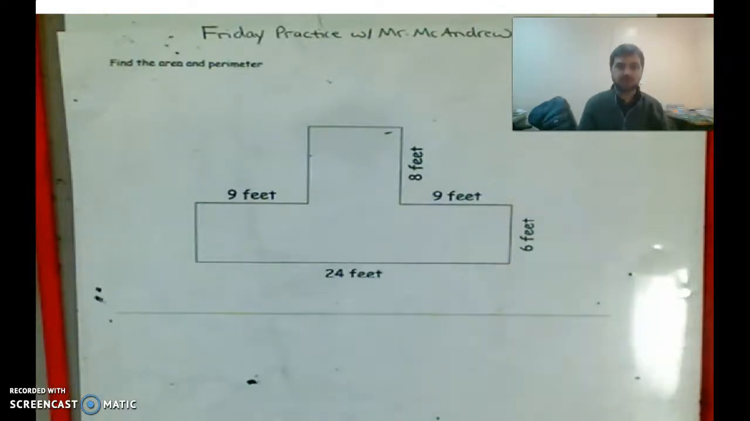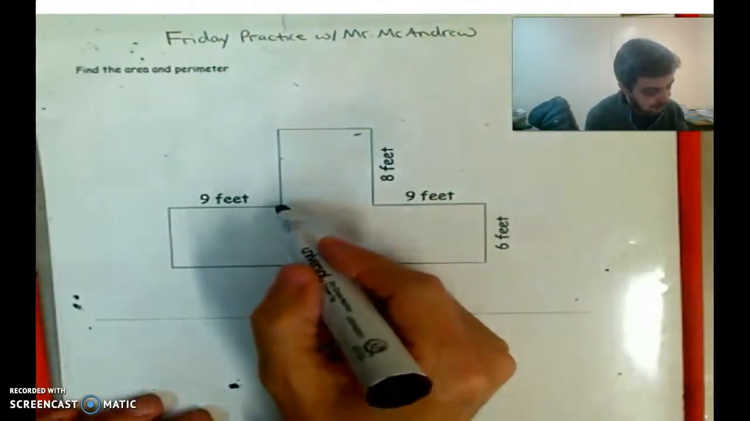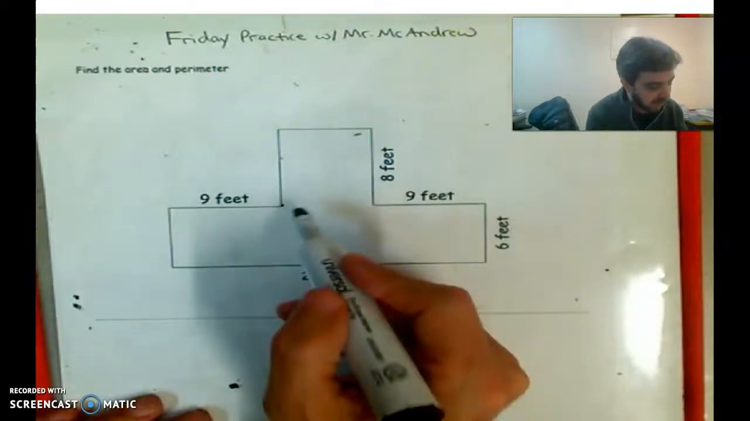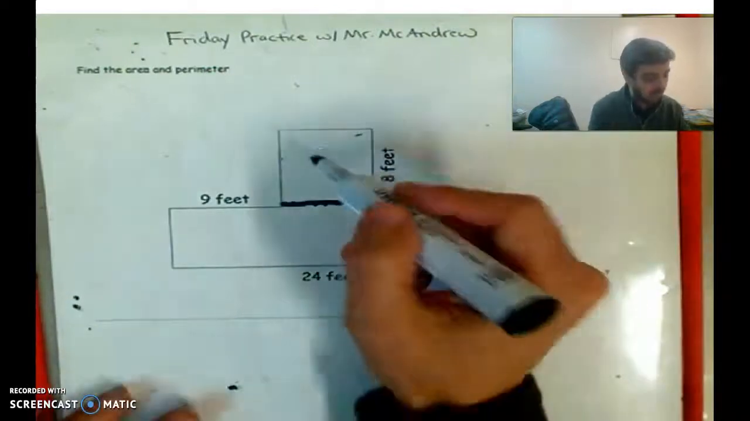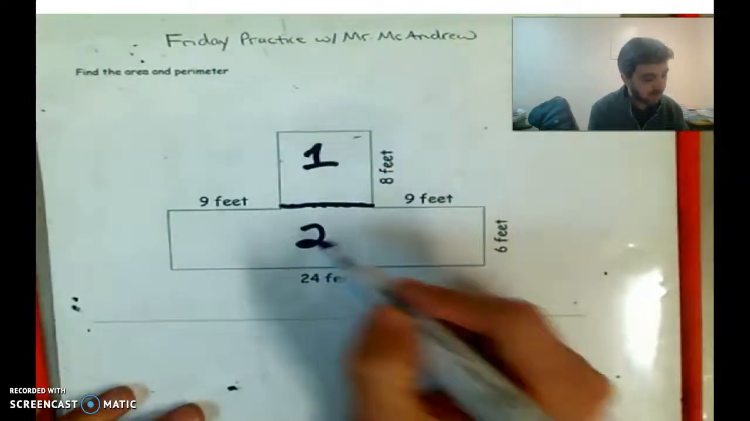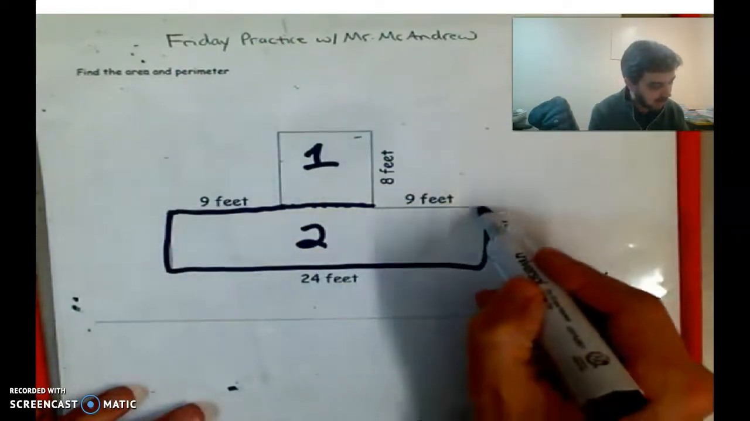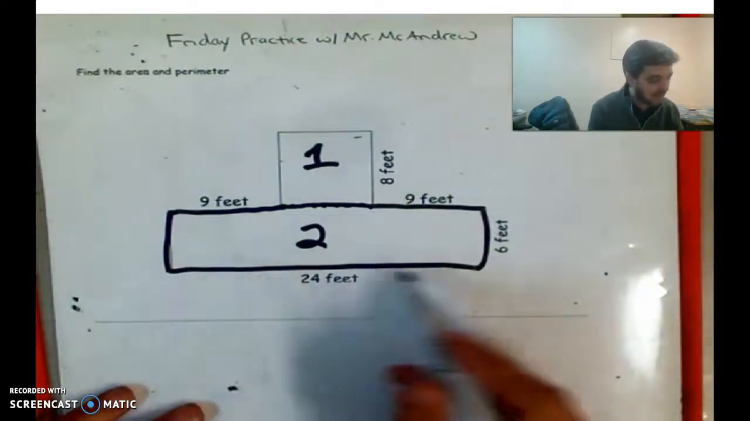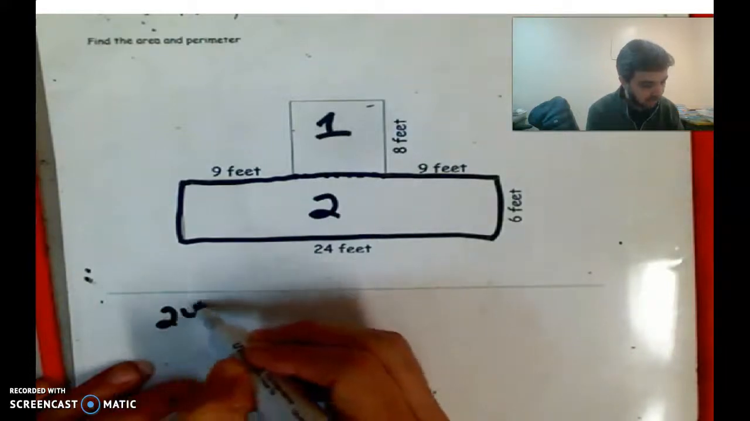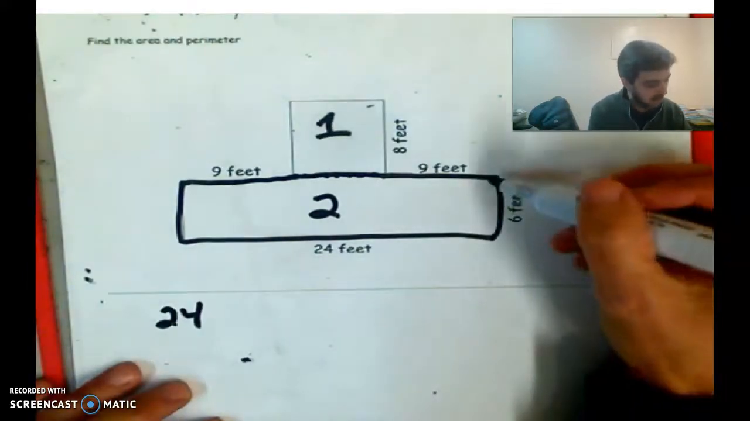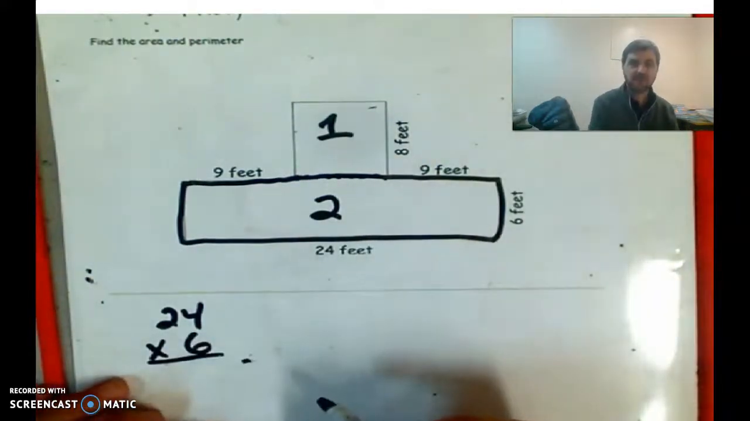All right, so how'd you do? There's a few ways we could divide this up, right? The most obvious way, I think, is to go right here, and put a line there. So now we have rectangle 1 and rectangle 2. This is rectangle 2. So here's where we want to be careful. What's the length of rectangle 2? Well, you can see it's 24 feet, right? And the width, you can see right here, is 6. Okay? 24 times 6.